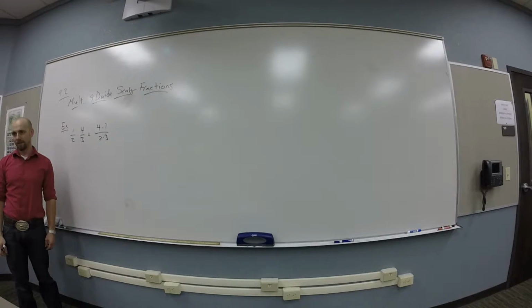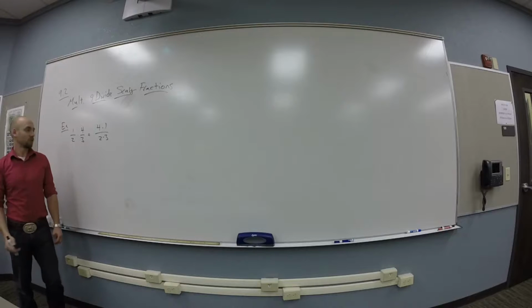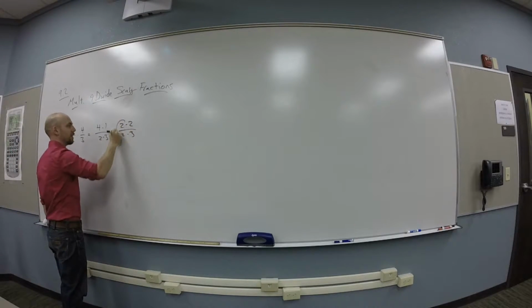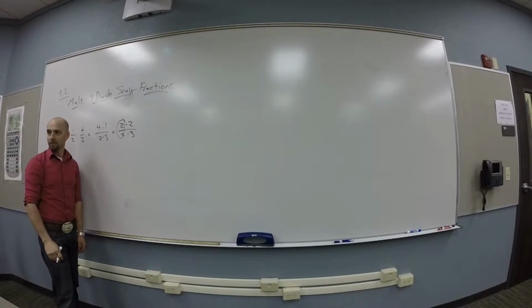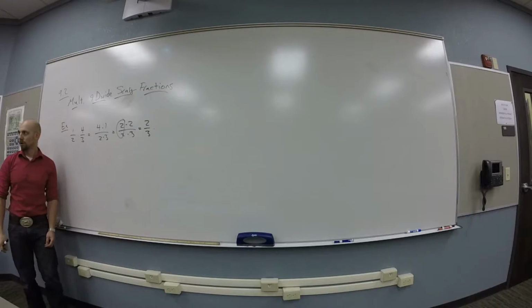And then I'd cancel the 2, right? You guys all see that? So I might think to myself, okay, this is 2 times 2 over 2 times 3. That's a onesie. We'll drop it. We get 2/3. Cool? You guys want to try the scary fraction version?